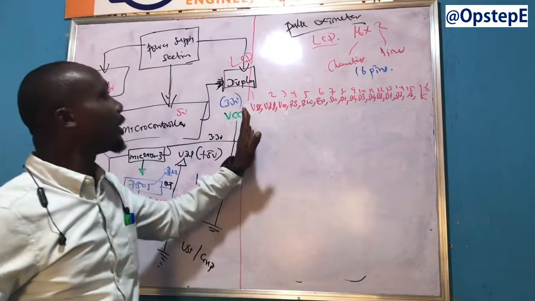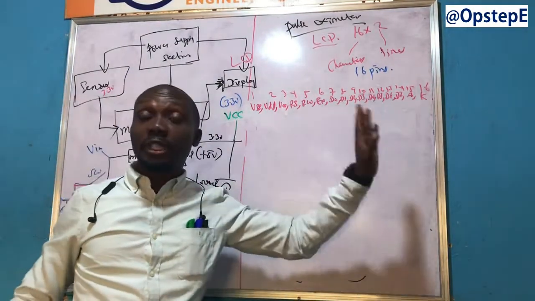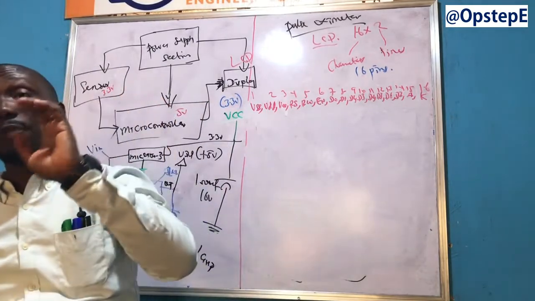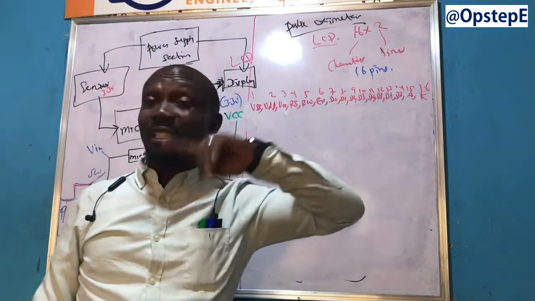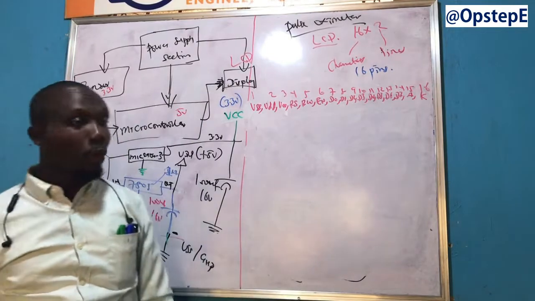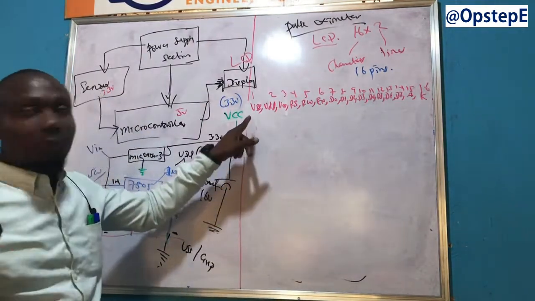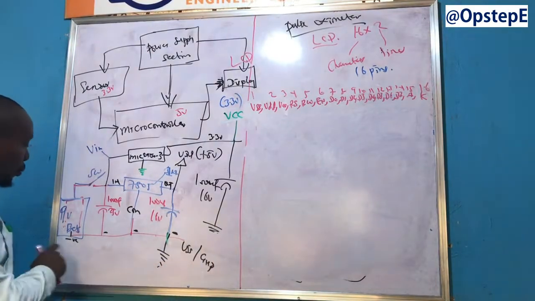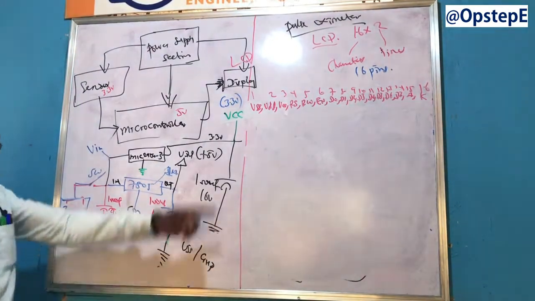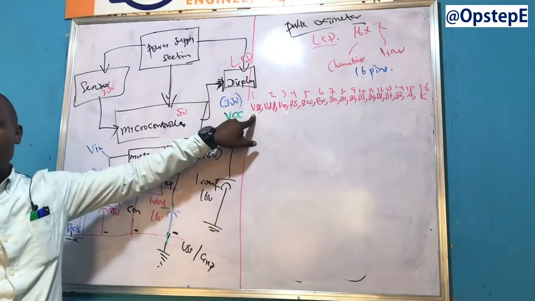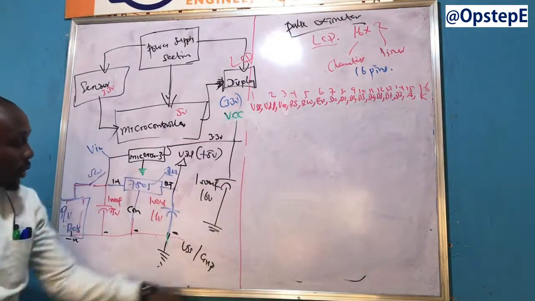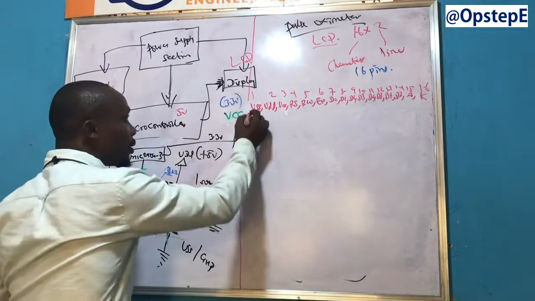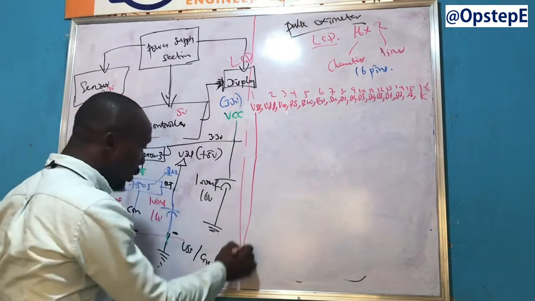But it is consistent with every alphanumeric LCD you find, whether it's 16 by 1, 16 by 2, 20 by 4, or even 20 by 2. Are you following? Now, from what we had explained, VSS is your ground, which means the negative part of your battery. So if the first pin is VSS, it means you connect that place to the negative side of your battery. That's just what I wanted you to see.